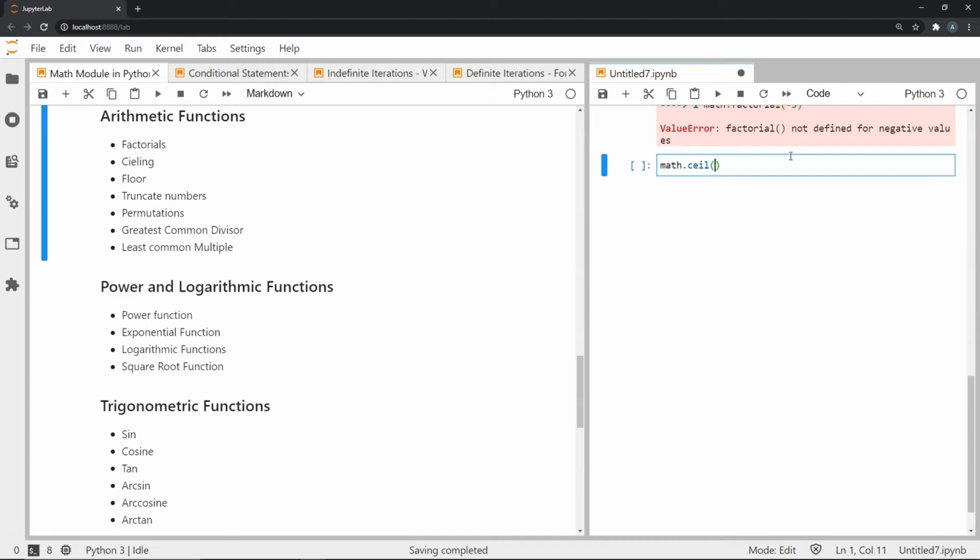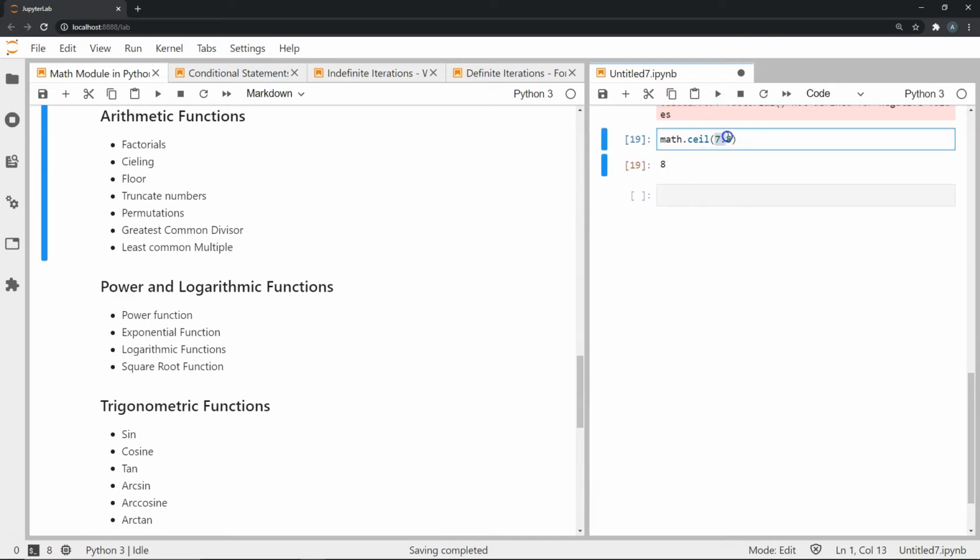So let's look at an example, 7.8. This should give me the value 8, as you can see here. Let's look at a negative number, minus 12.3. The smallest integer that is greater than minus 12.3 is minus 12. And this should give you minus 12, as you can see here.